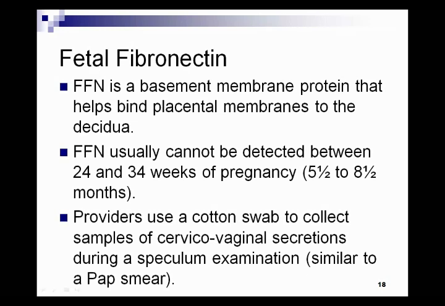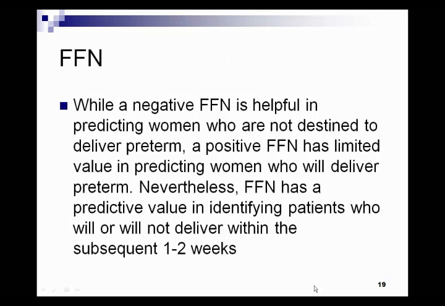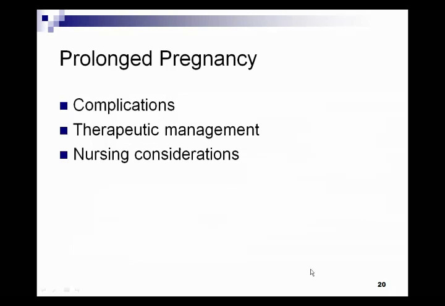So the sensitivity of the test is good. While a negative fibronectin is helpful in predicting women who are not destined to deliver preterm, a positive one has limited value in predicting women who will deliver. So we're great for knowing who will not deliver. But just because someone's positive doesn't mean they'll absolutely go preterm. And the fetal fibronectin has a predictive value in identifying patients who will or will not deliver within the next 2 weeks.